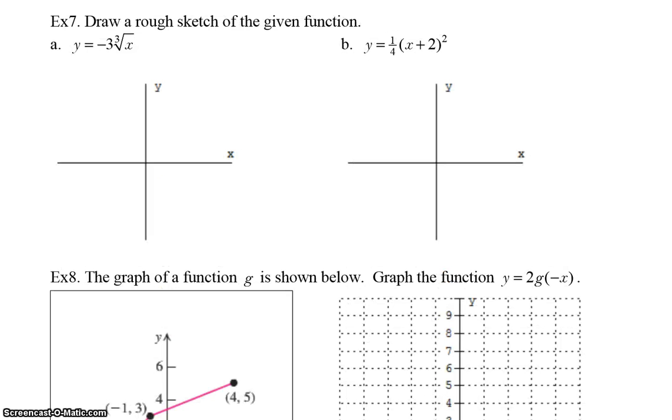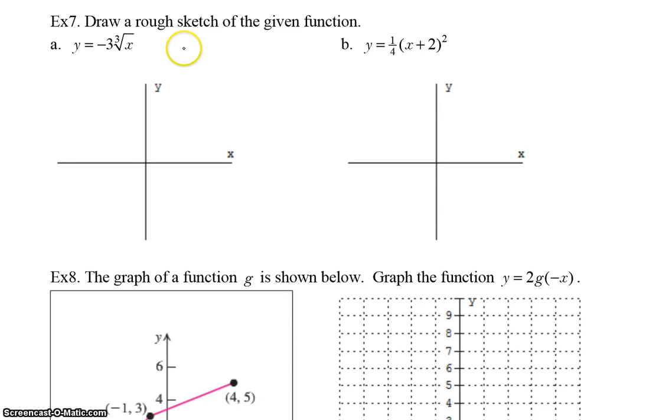Now in example 7, let's look at a couple of examples where we just try to produce a rougher sketch of a graph to get a general idea of what it looks like without plotting too many specific points. First example is -3 cube root of x.